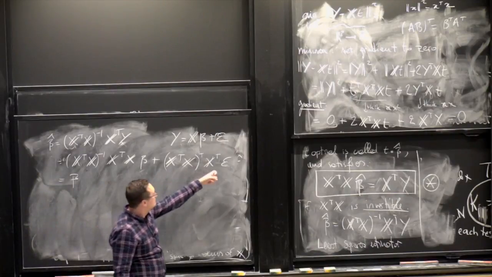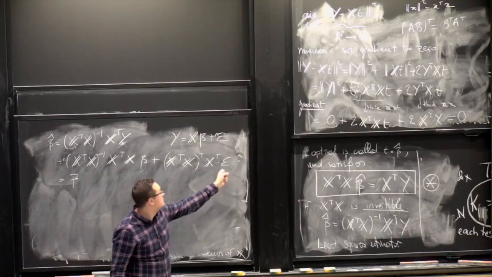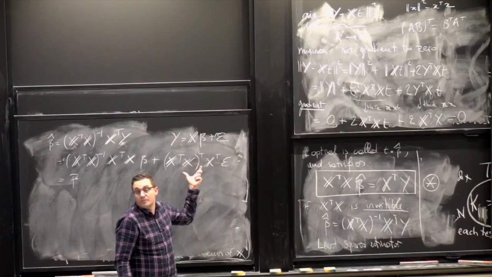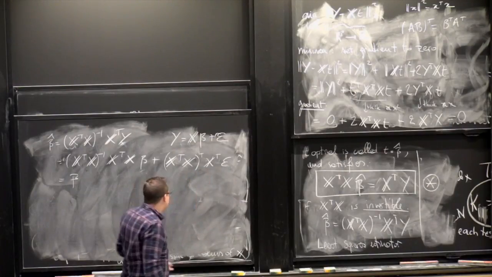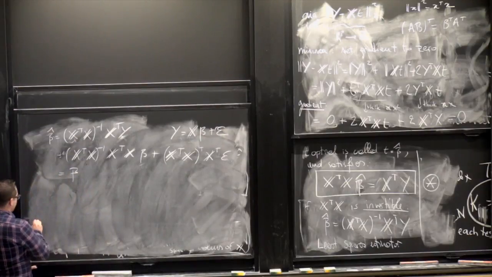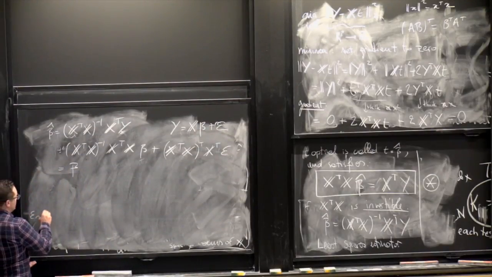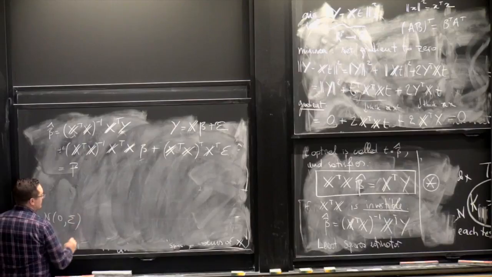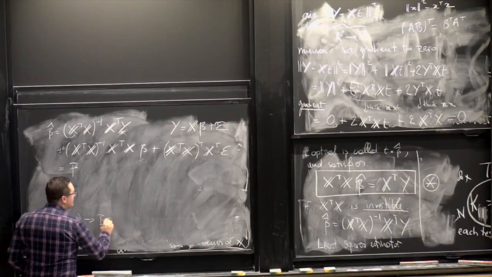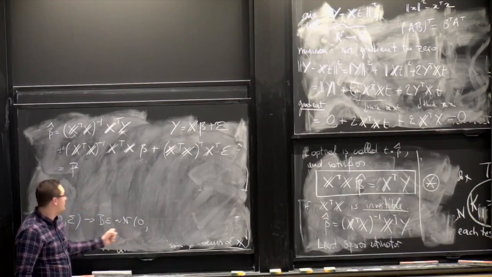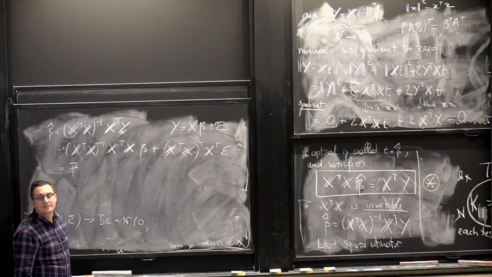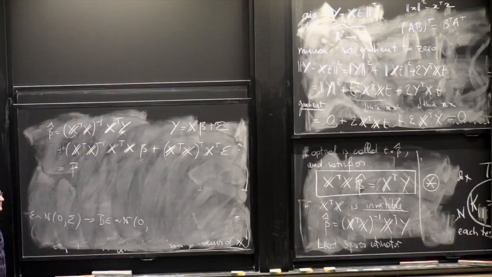And now this guy, well, this is a Gaussian, right? Because this is a Gaussian random vector, and I just multiply it by a deterministic matrix. So we're going to use the rule that if I have, say, epsilon, which is N(0, sigma), then B times epsilon is N(0, something). Can somebody tell me what the covariance matrix of B epsilon is? What is capital B in this case? It's just a matrix.